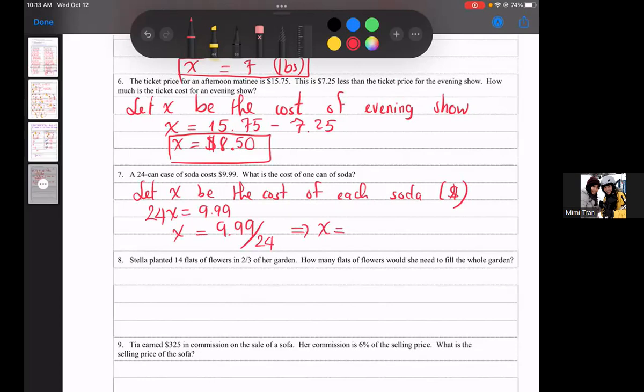What would you say 9.99 divided by 24 is? I'm going to round it to the nearest cent. So 42 cents. You can write it like this, or you can write it like that, right? As long as your notation is right, cents or dollars.